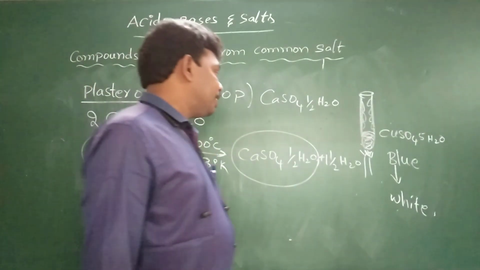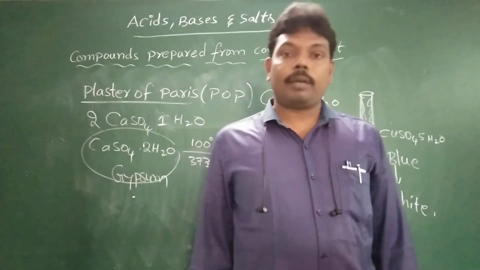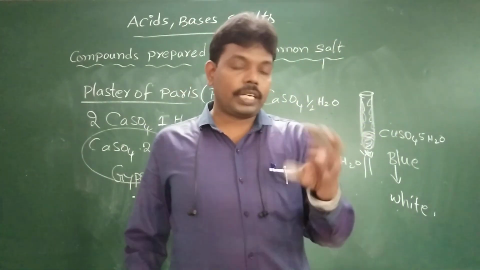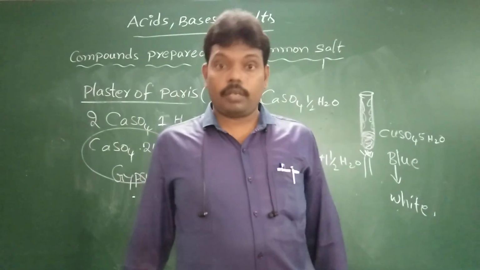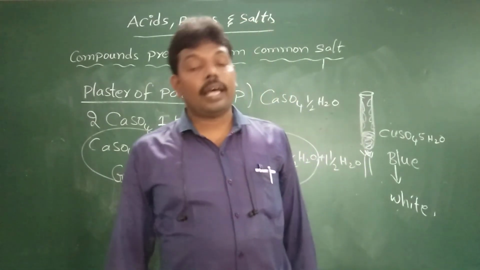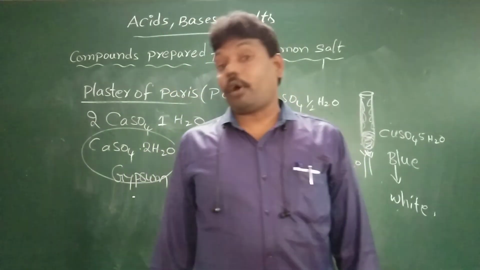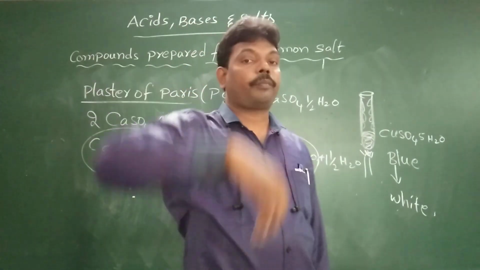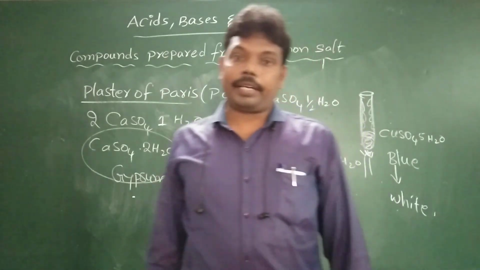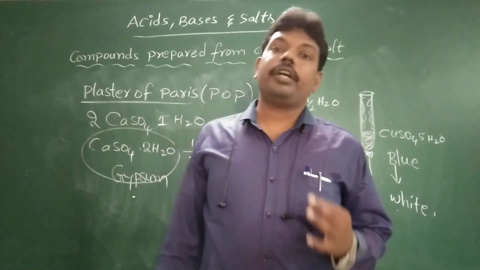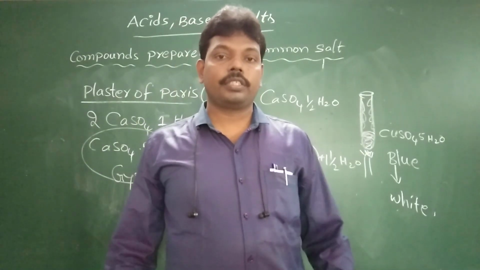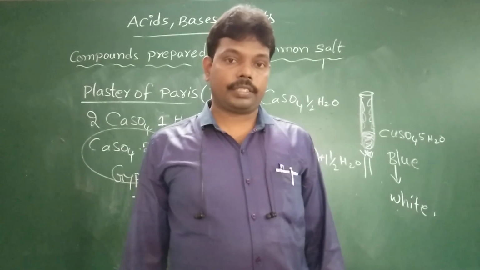Now what are the applications of this plaster of Paris? Number one, doctors use it to set broken bones. The second one is to prepare idols, toys, and in decoration of ceilings. For decoration purposes we use the plaster of Paris. What is the color of the plaster of Paris? Pure white color. So this is about the plaster of Paris. Thank you.